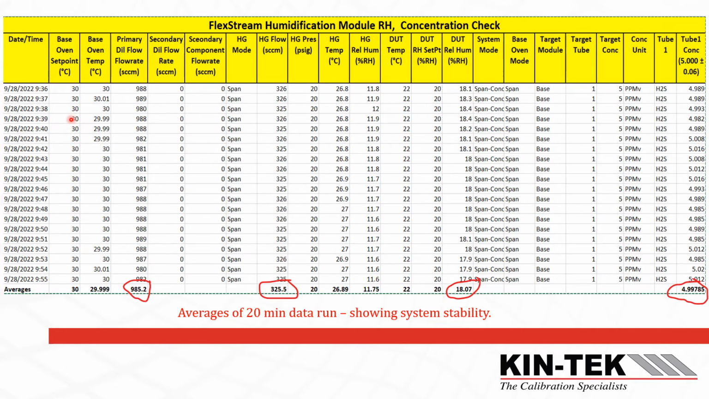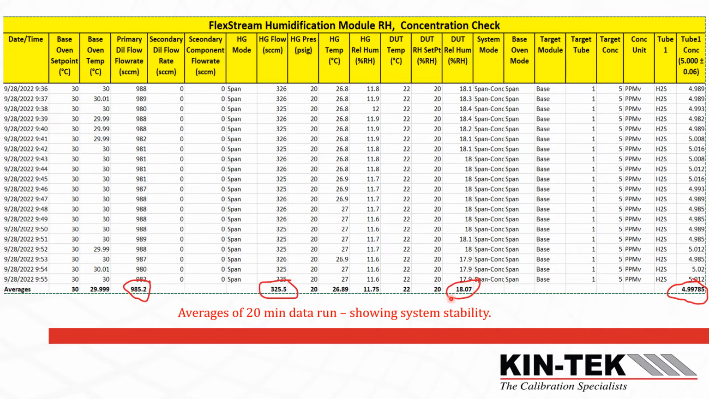This is a run of about 20 minutes, just averaged data for that 20-minute run to show how the system controls. So primary dilution flow, that's our dry flow. We had about 985 here. We had an average of about 325 here for the HG flow, meaning that's the saturated flow. So putting those two flows together gives us our percent RH.